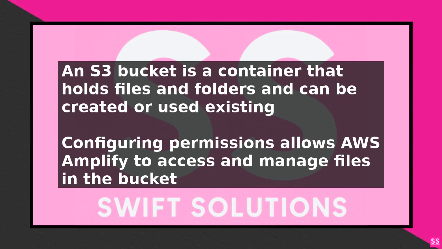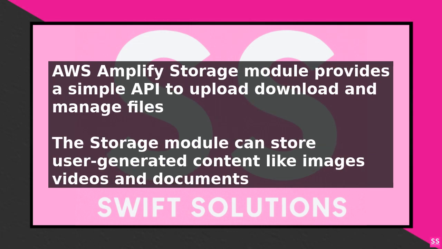To integrate AWS Amplify with S3, you need to install the Amplify CLI and initialize your project. The Amplify CLI provides a set of commands to configure and manage your Amplify project. Once you have initialized your project, you can add the storage module to your project using the Amplify CLI.